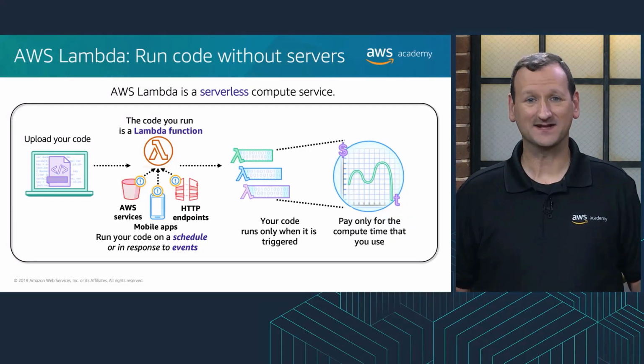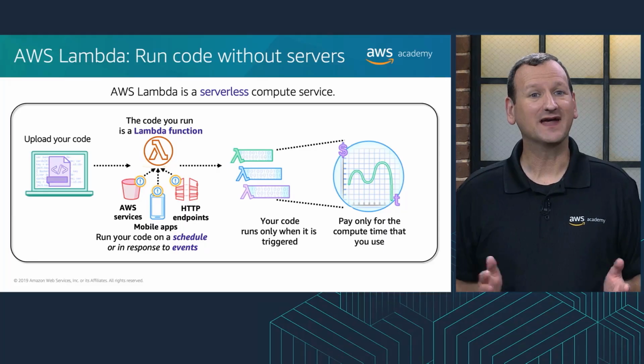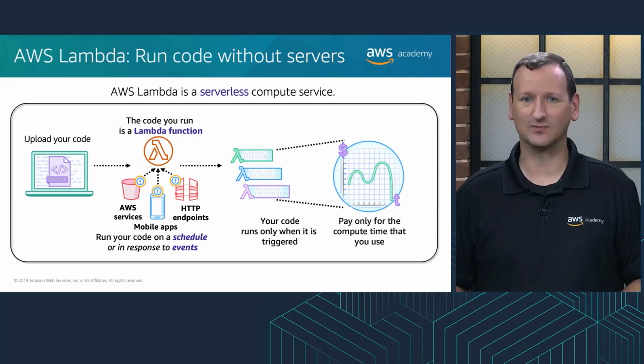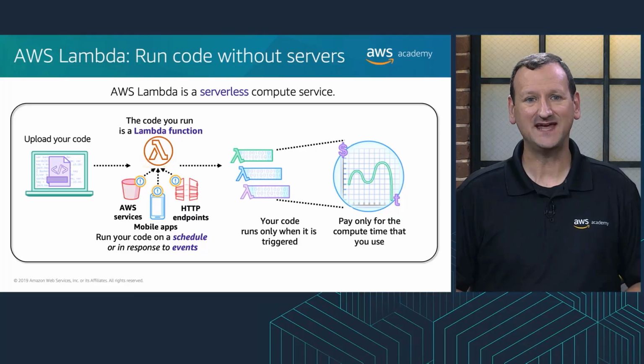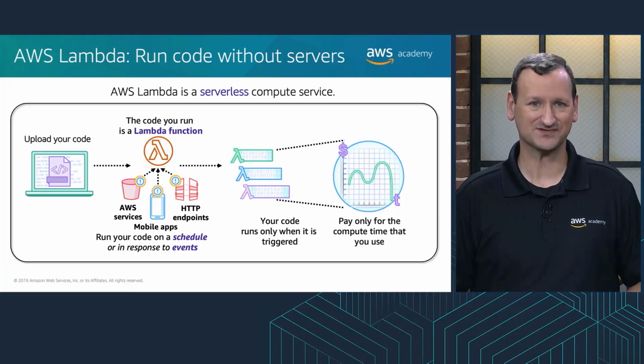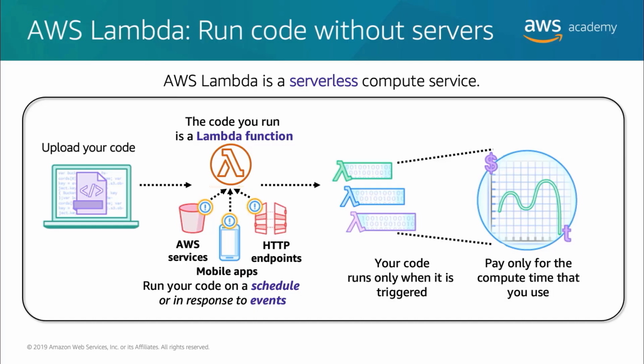AWS offers many compute options. For example, Amazon EC2 provides virtual machines, while both Amazon ECS and Amazon EKS offer container-based compute services. However, there is another approach to compute that does not require you to provision or manage servers. This third approach is often referred to as serverless computing.